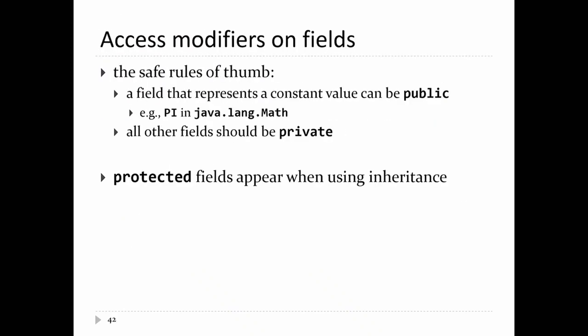Okay, so a safe rule of thumb: if you have a field that represents a constant and you want other people to be able to use that constant, make it public. So pi, the field that represents the mathematical value of pi, is a public field in the class Math. Otherwise, you should probably make your fields private. Occasionally, later on in the course, we'll consider using what are called protected fields. These are used when you are implementing an inheritance hierarchy.